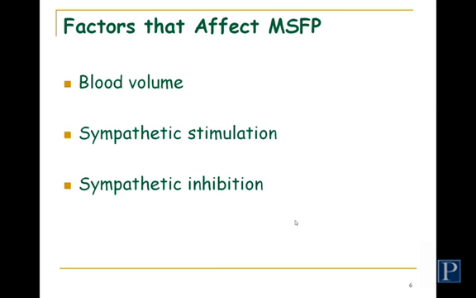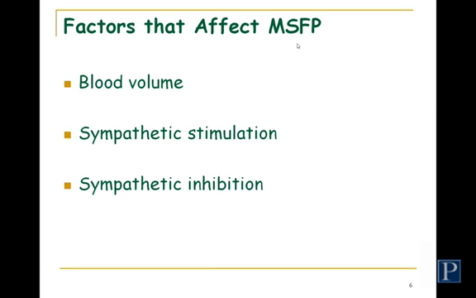What do you think we have in place to protect ourselves and maintain adequate cardiac output if you're losing blood? If I'm hemorrhaging, one of the reflexes that kicks in is a sympathetic reflex to stimulate the sympathetics, increase that mean systemic filling pressure, and get blood back to the heart. What about if I inhibit the sympathetics? If you inhibit the sympathetics, this pressure decreases, which decreases venous return.